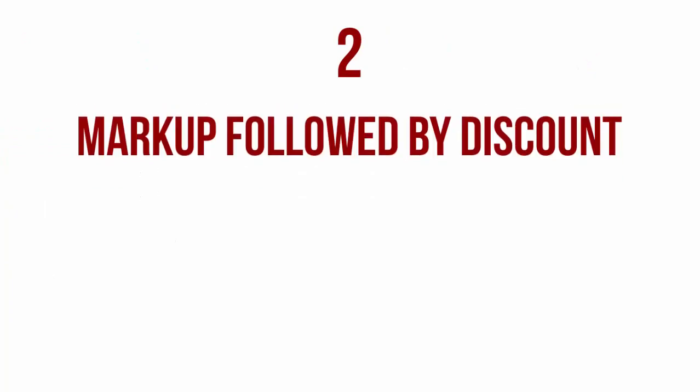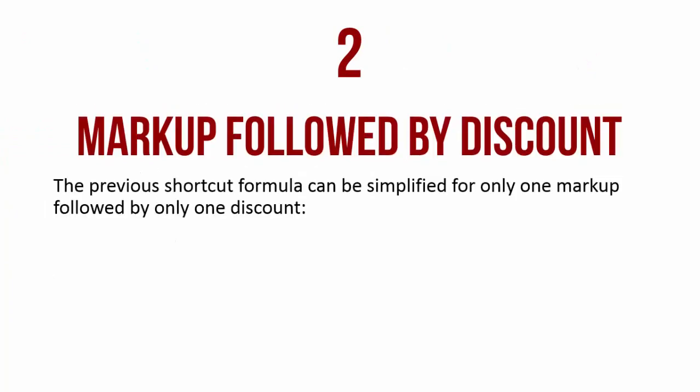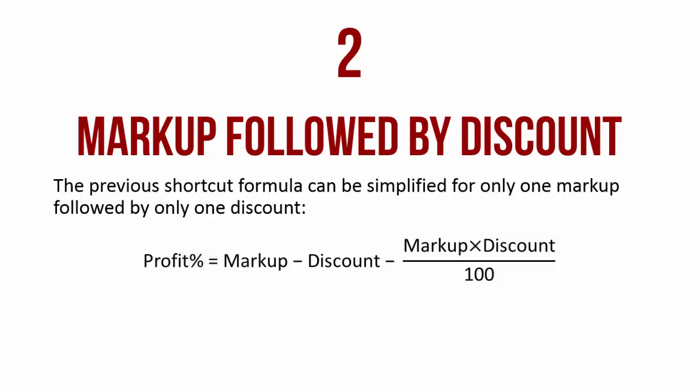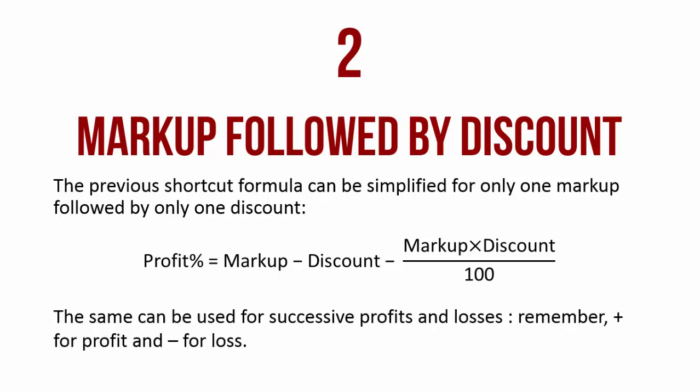The second shortcut is for questions that have one markup followed by one discount. We can simplify that formula, but you must remember that this particular shortcut is limited for use only in questions where there is exactly one markup followed by exactly one discount. The formula is profit percent equal to markup minus discount minus markup into discount by 100.